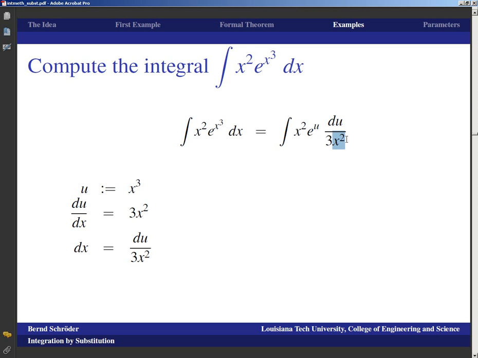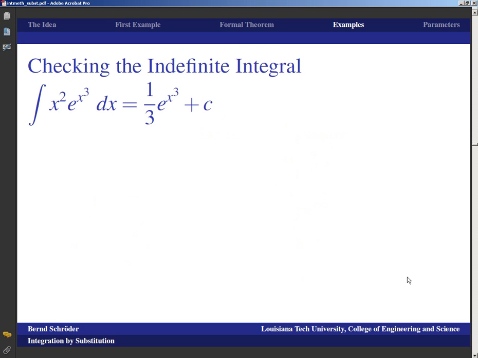This x squared cancels with this x squared, and so we end up with the integral e to the u du over 3, which is 1/3 integral e to the u du, and that's the stage that ultimately always is our target. We have everything in terms of u, and we can find the antiderivative, which is of course just 1/3 e to the u plus c, and then we back substitute, and this is 1/3 e to the x cubed plus c, and again, always make sure that you are right.